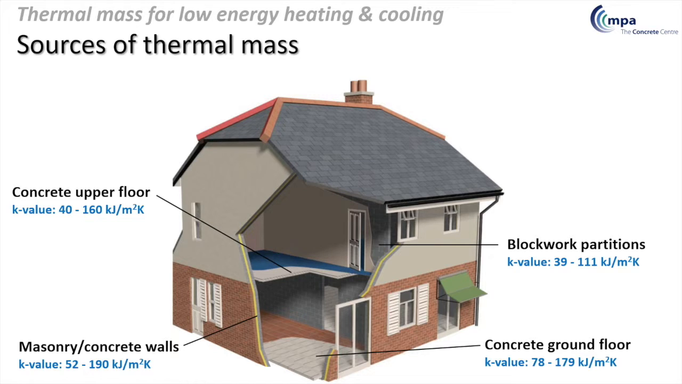Again, by way of comparison, a timber frame house, the external walls, even with a brick outer leaf, will only have a K value of about 9 kilojoules. That's provided by the plasterboard on the internal finish, so considerably lower than a masonry wall.